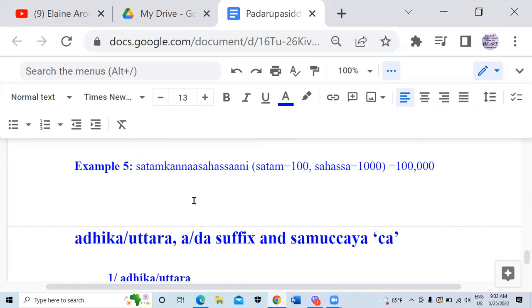The confusion that may arise here is, what kind of samasa is this? Samana sankhya. Is Satan modifying Kanya or Sasani? I think Kanya and Sasani should be joined first. If so, this is like Bhikkhuna Satan. Sasani appears at the end of this compound. That's why it should be Sankhya Prana.